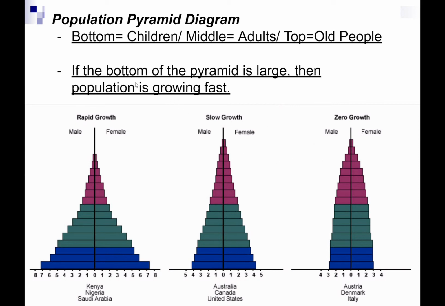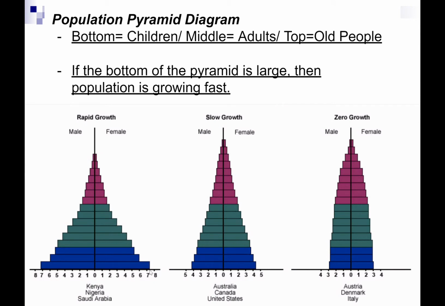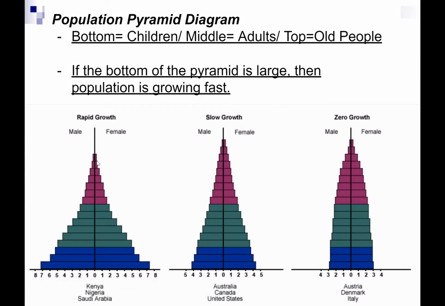What you need to understand is if the bottom of the pyramid is large, then the population is growing fast. If you look at this graph, the bottom part goes all the way to 7. That means on average, families are having 7 kids per family. And if they're having 7 kids per family, the population is going to grow very fast.